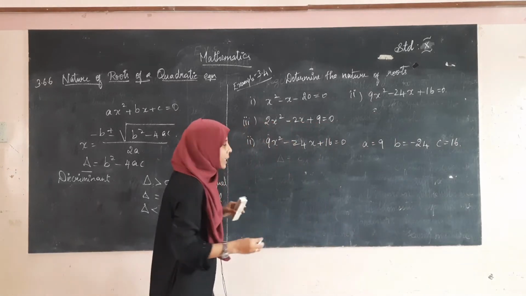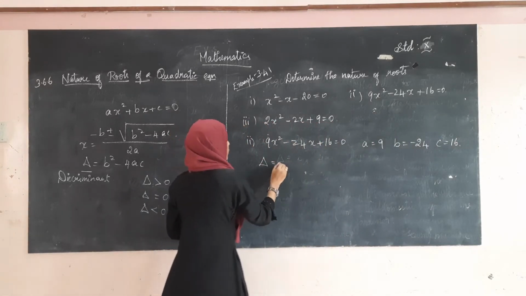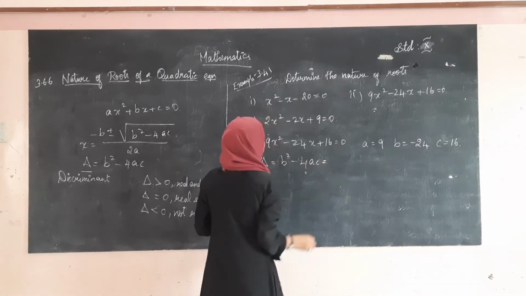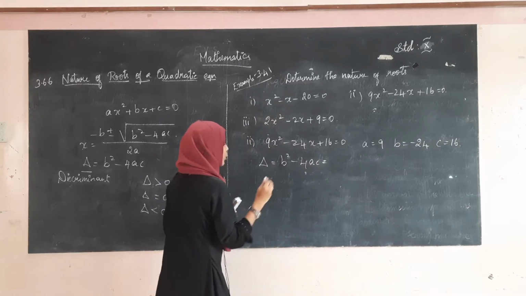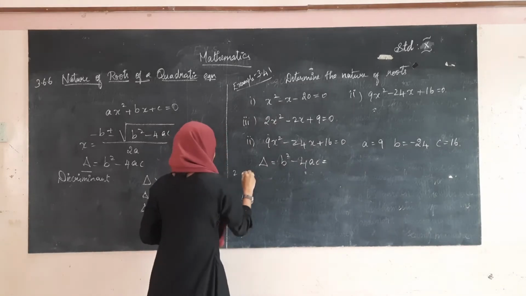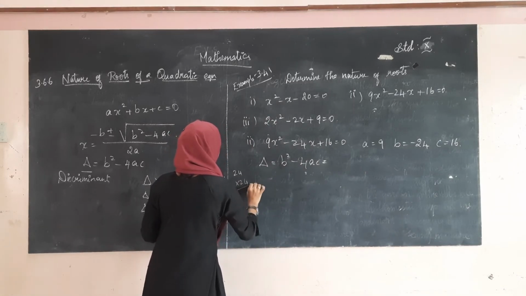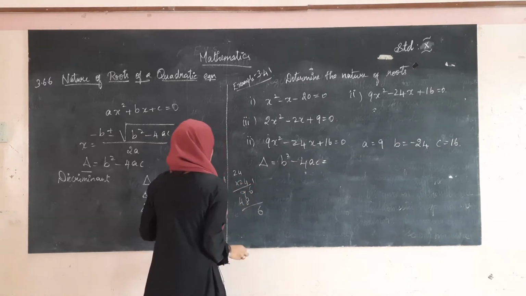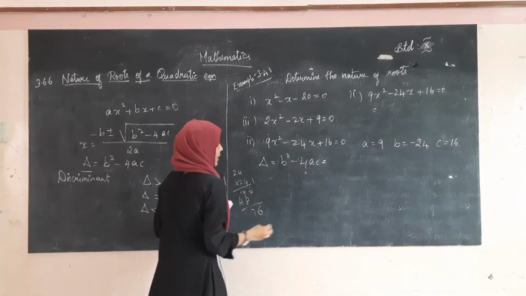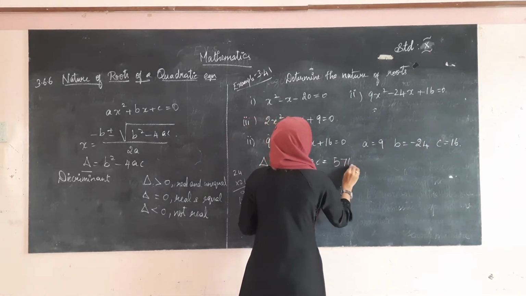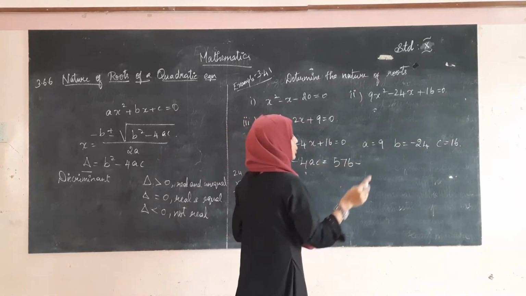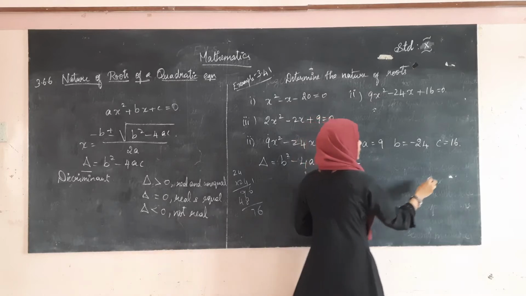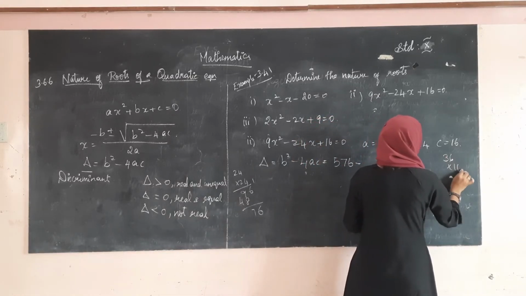Shall we find the discriminant? Discriminant del is equal to b square minus 4 into a into c. What is b square? Minus 24 the whole square. Minus into minus becomes plus. Therefore 24 into 24 is 576, minus 4 into a into c. What is 4 into 9? 4 nines are 36. 36 into 16.